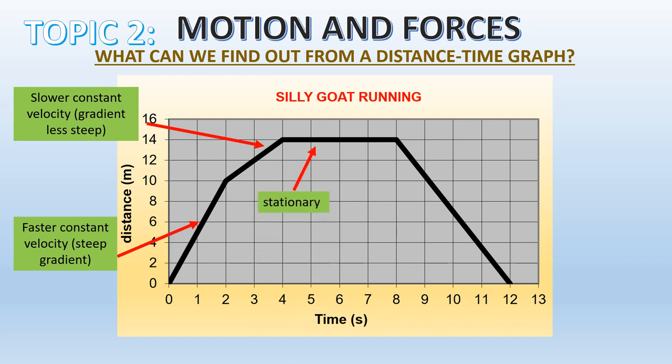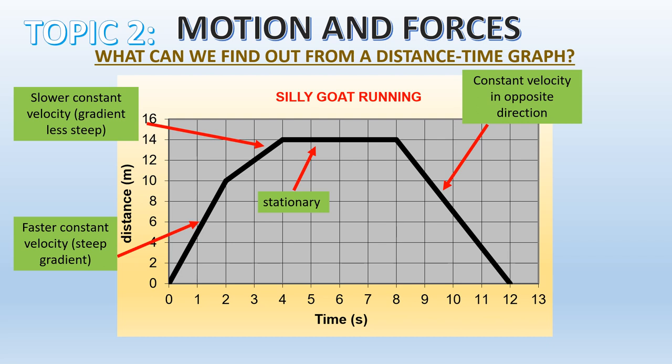The next bit's easy. It's not moving at all. It's stationary. Now, again, another mistake people make here. They think that it's decelerating, but it's not, because this is a distance time graph. It is still travelling at a constant speed. The only difference is it's going in the opposite direction.